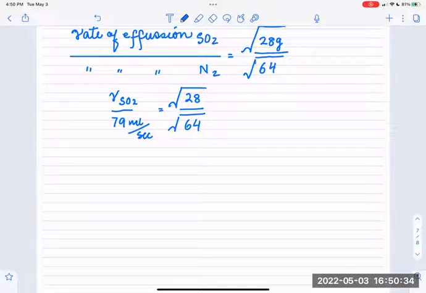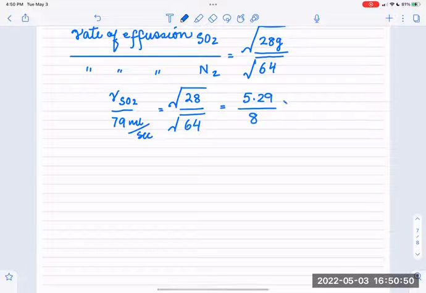Scientific calculator. It's at 0.29. Which one? For the square root of 28, it's 5.29. Okay, and the other one, the square root of 64 is 8. Okay, times 79. So 5.29. Let me start recording it.